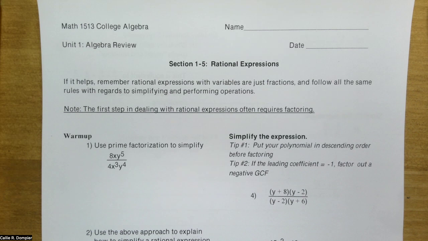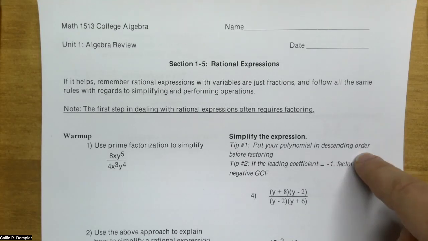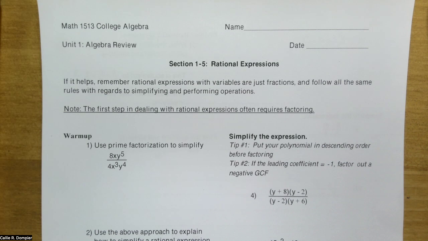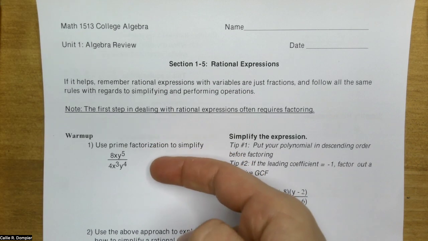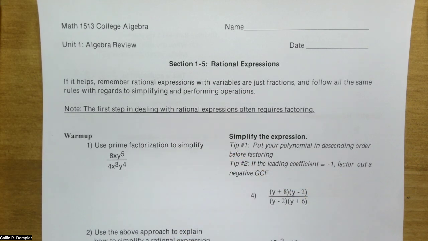When you're dealing with rational expressions, we're often going to start with factoring. We're going to start with putting the polynomial in descending order, just like we did in 1.3 and 1.4. And then we are going to factor it if possible. Once you have factored it, you're going to see if you have any factors that are common to both the numerator and the denominator, the top and the bottom, and you will cancel those out, and that will be your simplified form of that rational expression. That will be how you finish the problem.